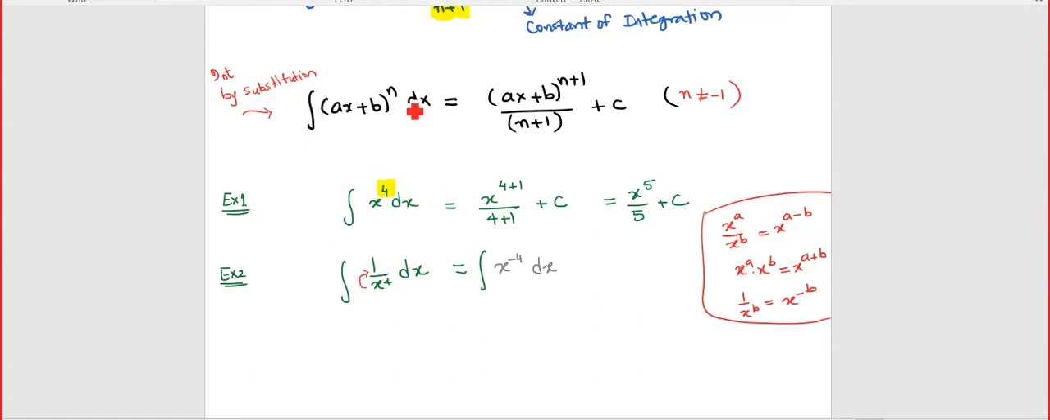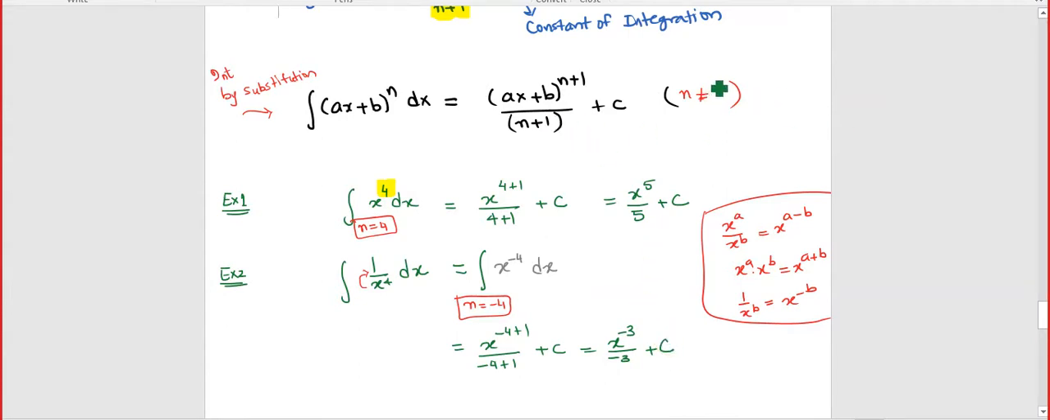So now in this case your n is -4. See the difference: here n was 4, here it is -4. Let's apply the rule in the same way. This gives you x to the power -4 plus 1 over -4 plus 1, plus c, which is nothing but x to the power -3 over -3 plus c.